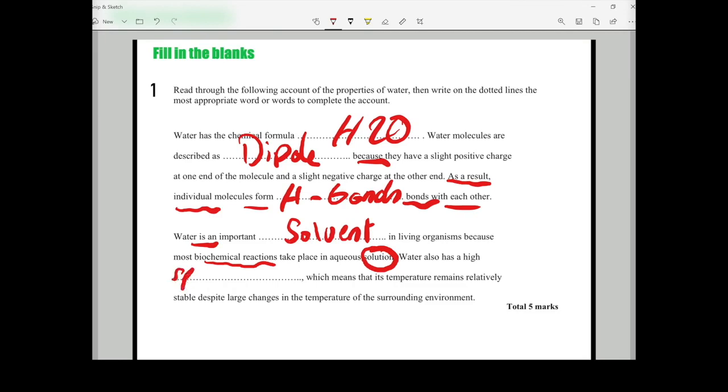So specific heat capacity. Right, so I wrote specific heat capacity here because they're talking about changes of temperature. They didn't specify anything about changes of state.